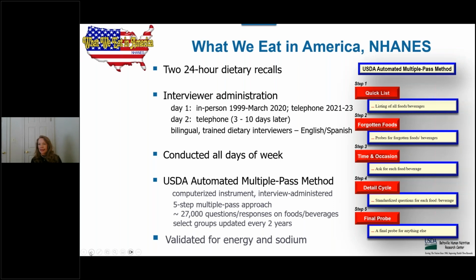Now, for these extensive number of questions and response options, we periodically update every 2 years to keep current with the food supply, as well as what we know our participants are having challenges with in answering questions. And I'm going to talk quite a bit about that in the remaining slides. The method's been validated for energy as well as for sodium.